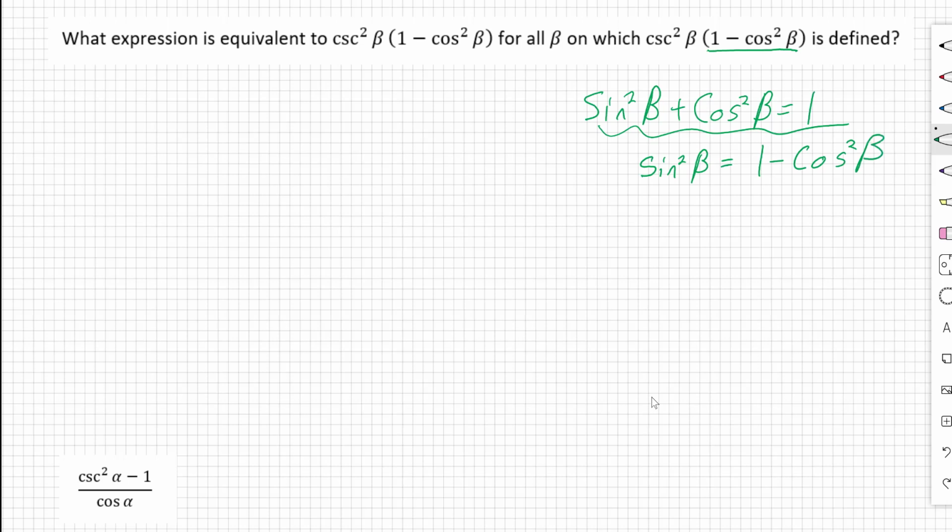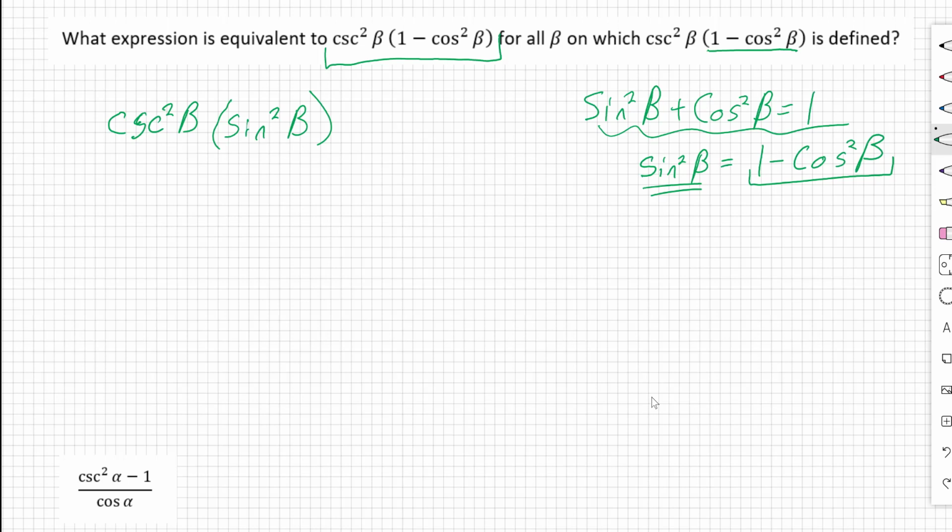So that means in this original expression, I could replace 1 minus cosine squared beta with sine squared beta, and I won't have changed the meaning of this expression at all. So that gives me cosecant squared times sine squared. Cosecant squared of beta times sine squared of beta. So I've made it look a little nicer. I wonder if there's anything else we can do.